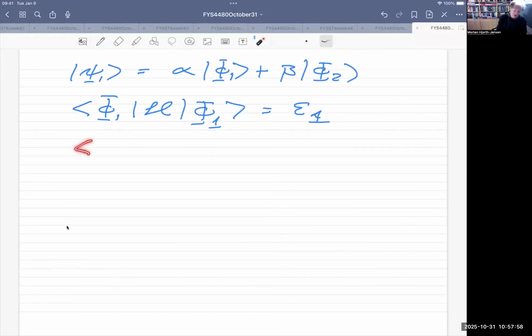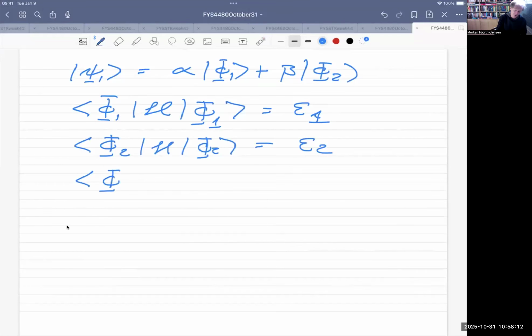Then we also see that if I now take phi 2, H, and phi 2, that is simply going to equal epsilon 2. And finally, if I now look at the cross terms of H, obviously the term with H0 is going to give us 0. So this is simply equal to the term lambda. This is something which I will leave to you guys as a small exercise to see.